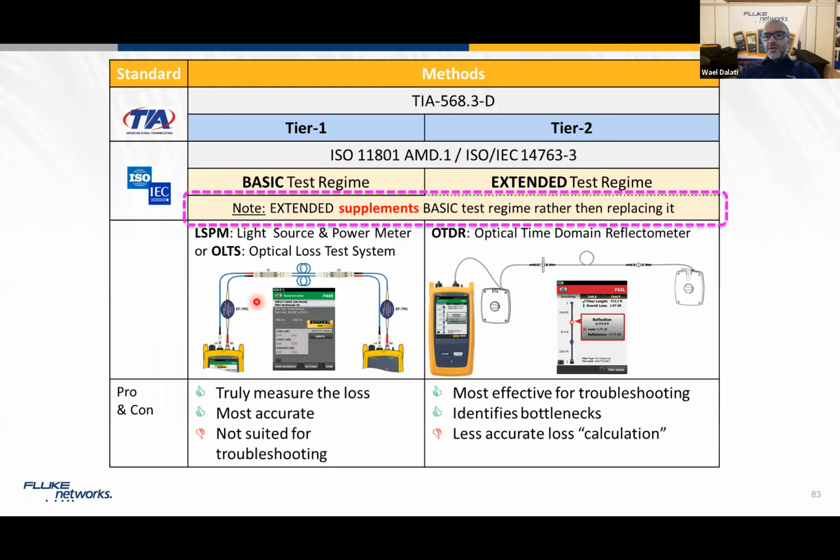So again, from another terminology, how ISO looks at it, we saw about tier 1, tier 2. Again, light source power meter, OLTS, optical loss test sets with one jumper method, with TRCs, OTDR with launch and tail. And don't forget, we can do the smart loop.